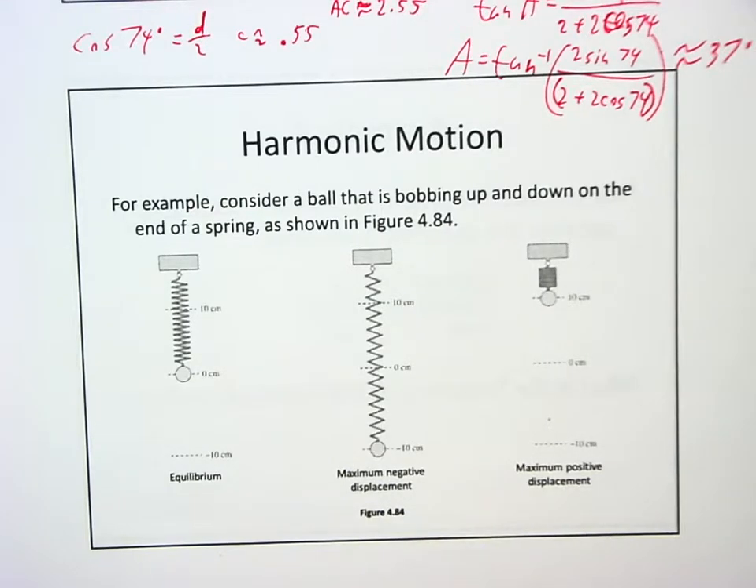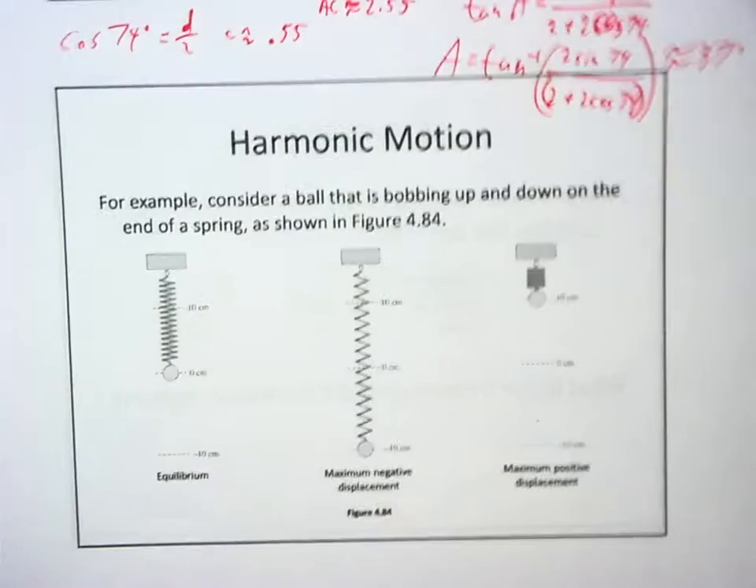Okay, harmonic motion. Harmonic motion is something where it bounces back and forth between two values. If you actually track this kind of motion over time, what would you get? Sine wave or cosine wave. So if you have a ball that's bobbing up and down on a spring, it has a null state right in the middle called equilibrium. You can stretch it to its maximum negative displacement. If you let go, it would rise to its maximum positive displacement.